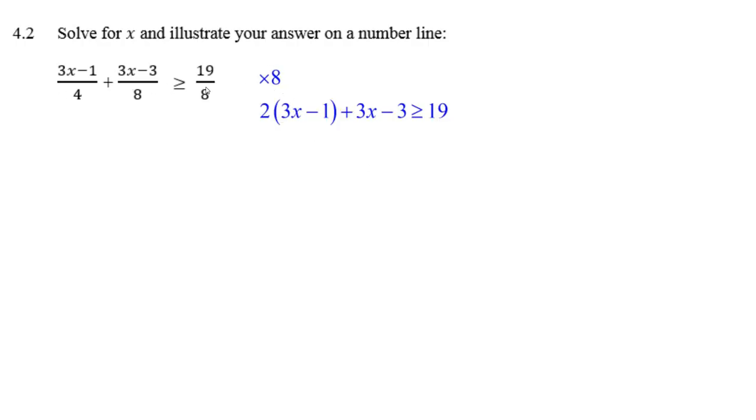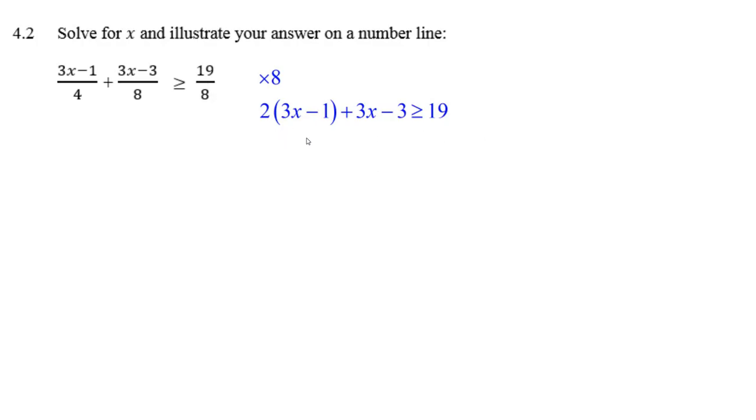You multiply everything by 8. Well, watch what happens here. 8 times 3x minus 1 over 4. Well, when you multiply this by 8, you get 8 divided by 4, and it gives you a 2. And it can just sit in front of this 3x minus 1. And 8 times 3x minus 8 over 8, the 8's just cancel, and you just get 3x minus 3. And 19 over 8 times 8, if you multiply by 8 and divide by 8, it just equals 1. It cancels, and you end up with 19.